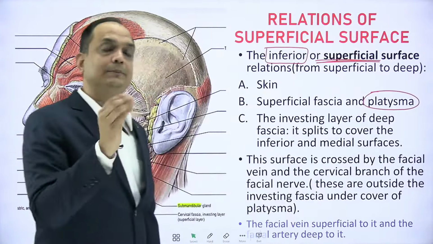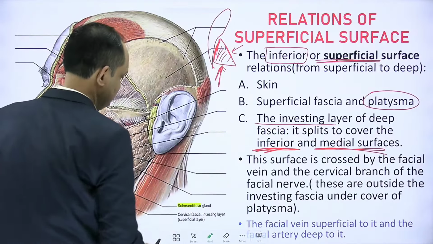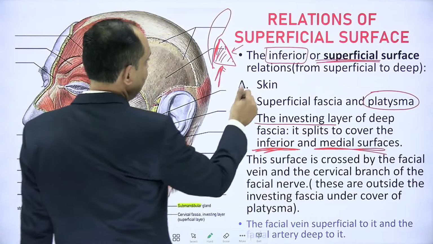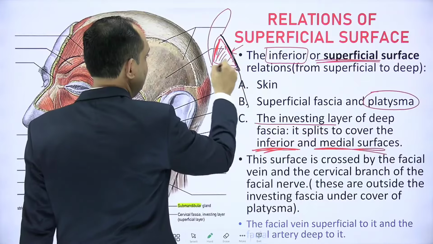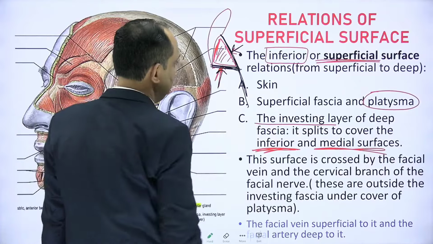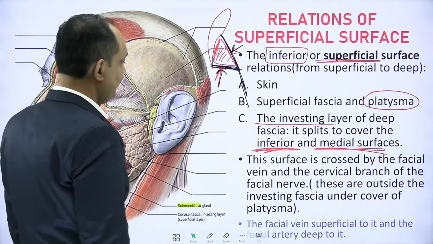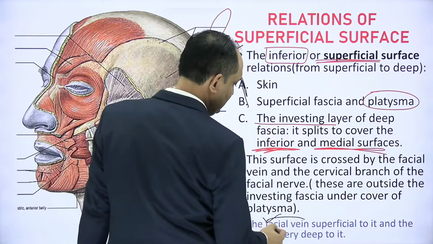Suppose this is your section of the mandible where you have the mylohyoid line, and this is your gland. The gland has three surfaces. This is the inferior surface, this is the medial surface, and this is the lateral surface. What happens is that the fascia splits and goes something like this. This splitting of the cervical fascia covers the medial surface and the inferior surface. Clear?